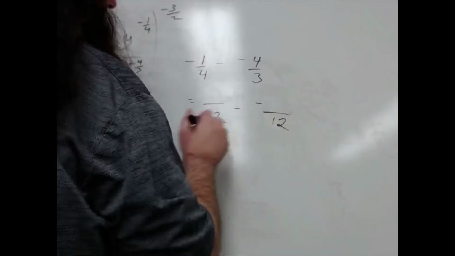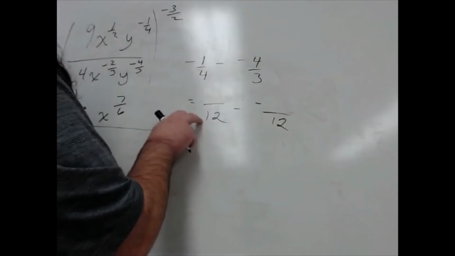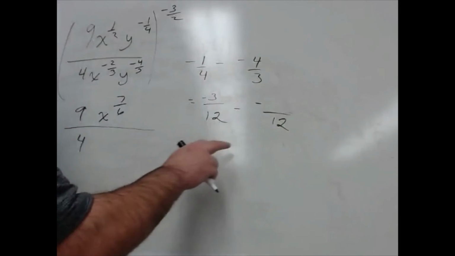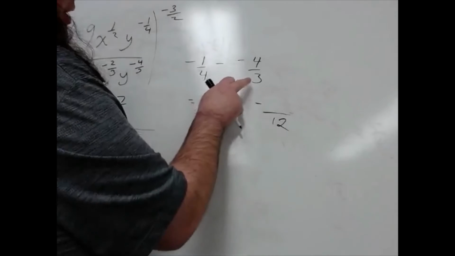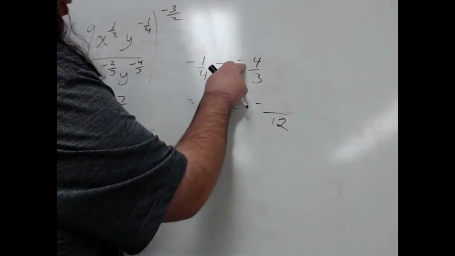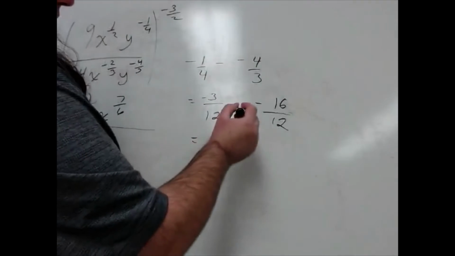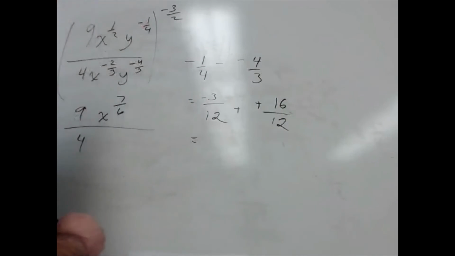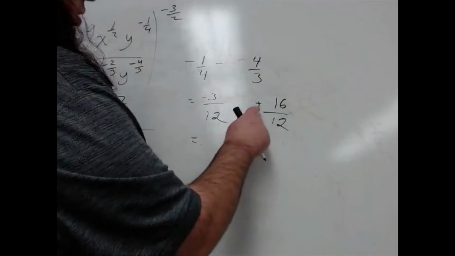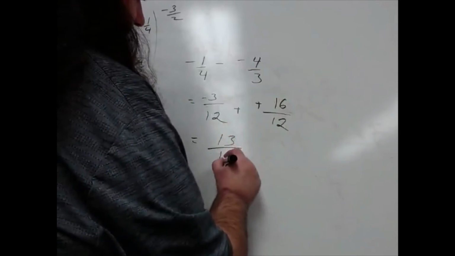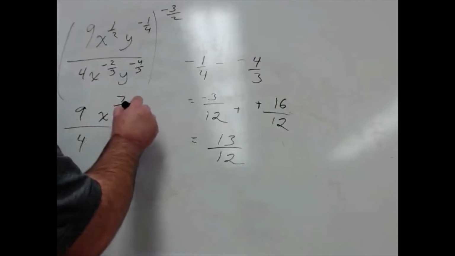4 times 3 gives me 12, so negative 1 times 3 is negative 3. 3 times 4 gives me 12, so negative 4 times 4 is negative 16. Subtracting a negative is the same as addition. So negative 3 plus 16 is a positive 13/12. So y to the 13/12.